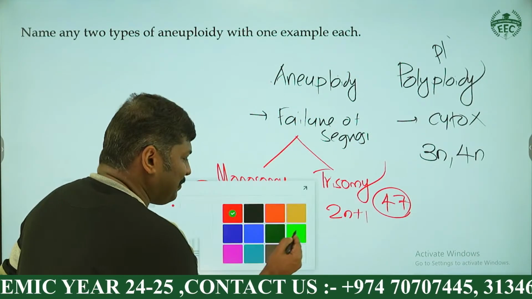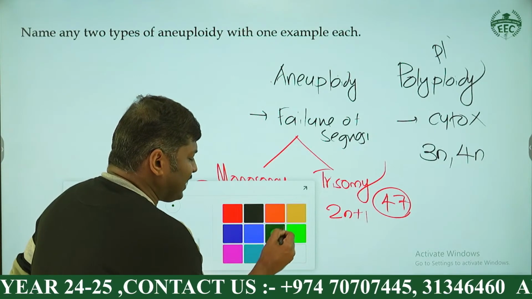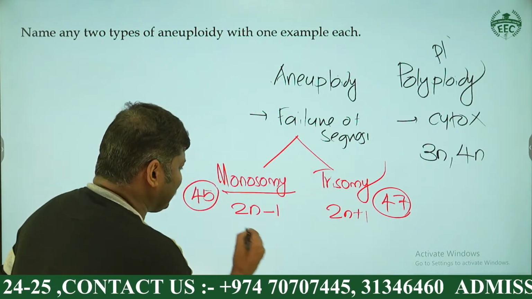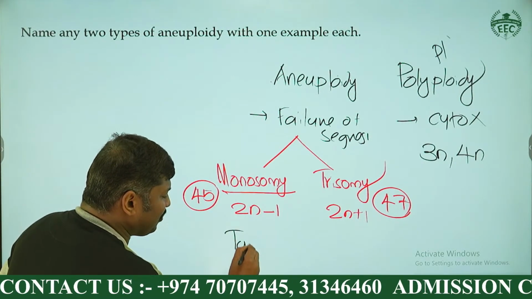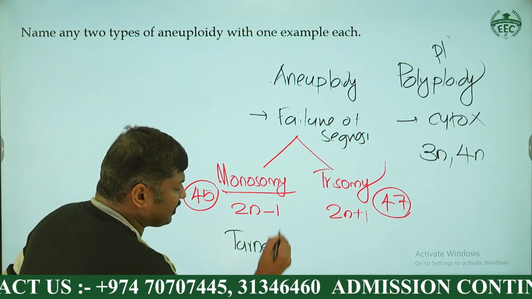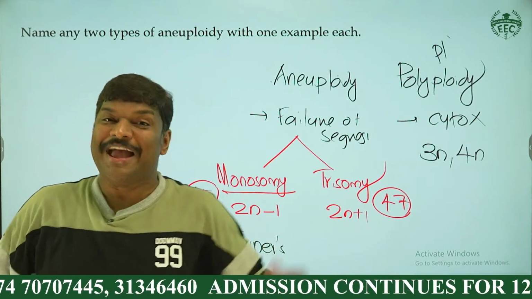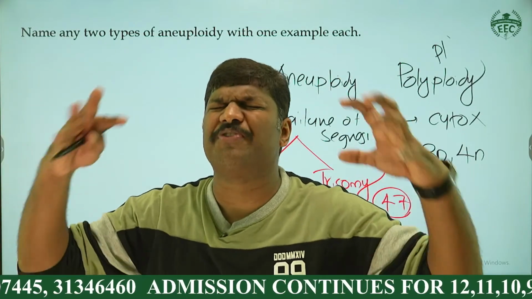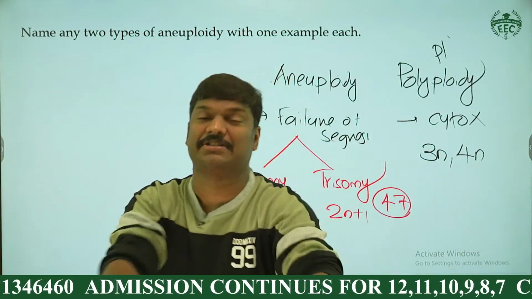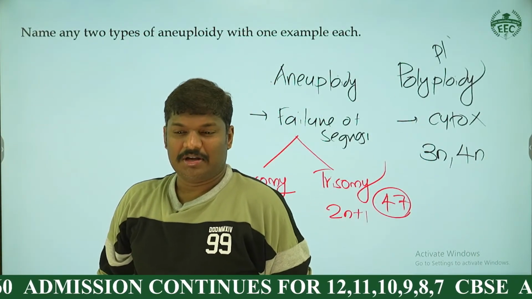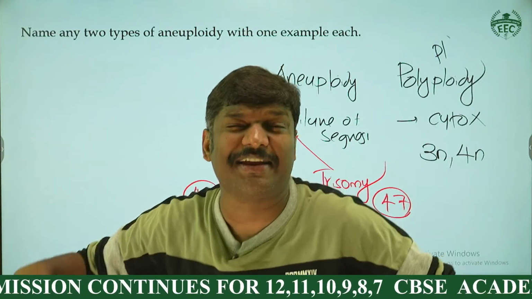And what are the examples, my dear student? What are the examples you studied? Here, under monosomy, you studied one example called Turner syndrome. What is Turner syndrome? A female is produced without the feminine characters. A female is produced without the feminine characters means what?